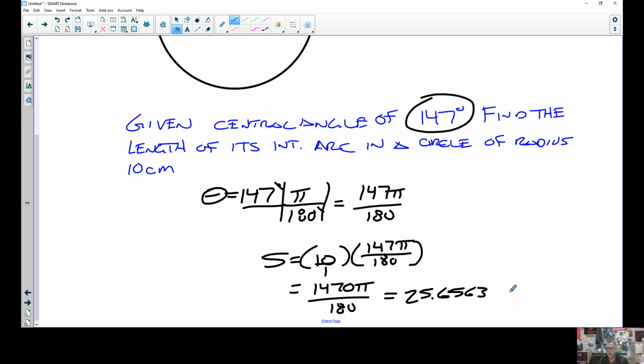25.6563. So let's just call that 25 point, what would that be? To the nearest tenth, it would be 0.7. And that is in centimeters. That is the length of that arc. All right, let's do another one.